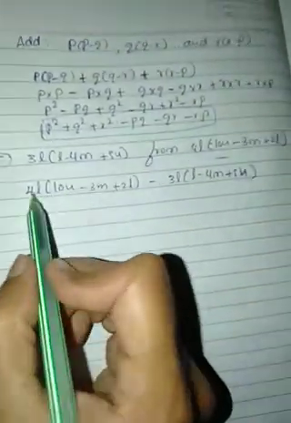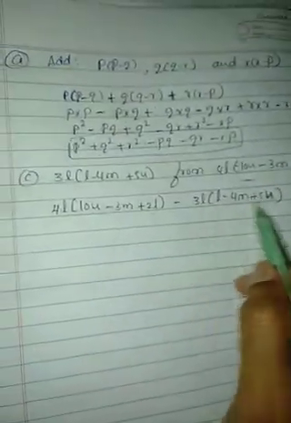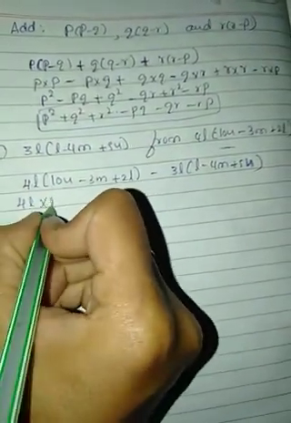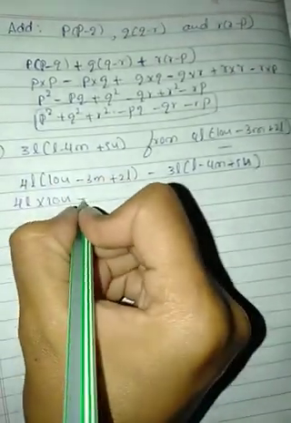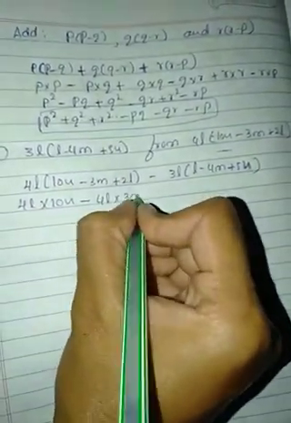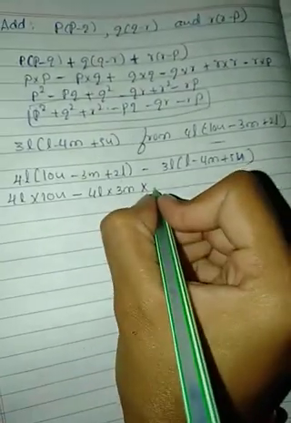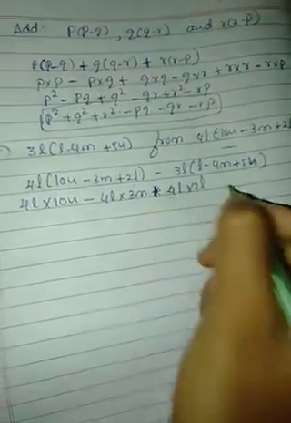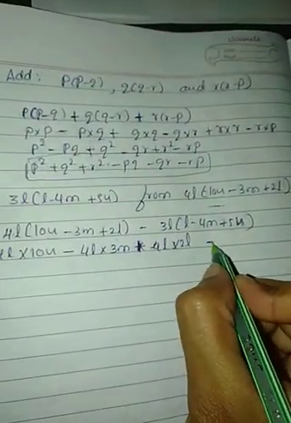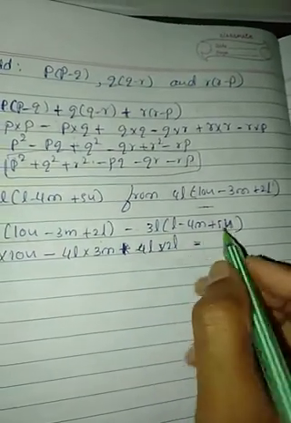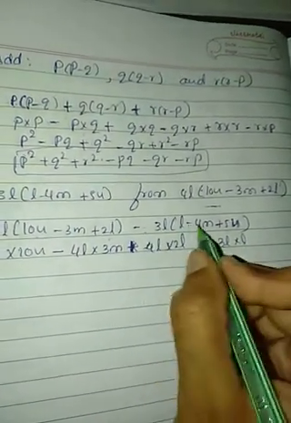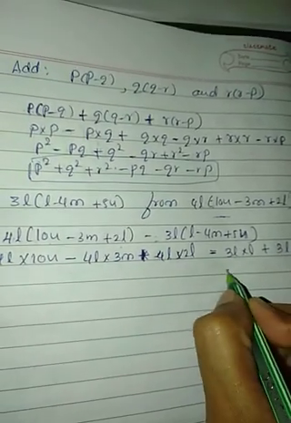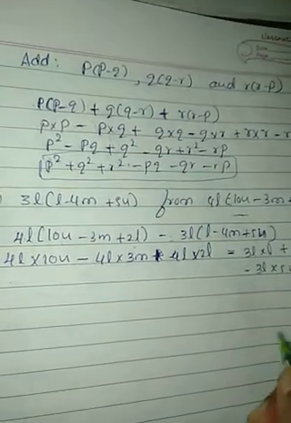So first we have to multiply 4l with these 3 and 3l with these 3. So first 4l into 10n. So plus into minus, minus. 4l into 3m, plus into plus, plus. Sorry, plus 4l into 2l. Here minus is there. So minus into plus, minus 3l into l, minus into minus, plus 3l into 4m, minus into plus, minus 3l into 5l.